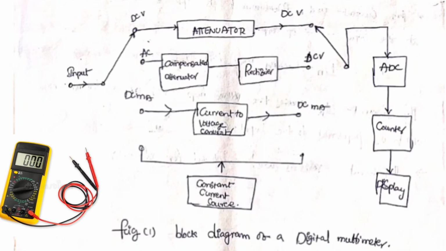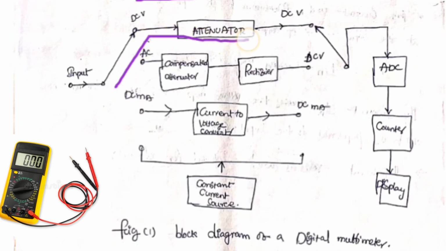For measurement of AC voltage, the input voltage is converted into DC voltage by using a rectifier inside the multimeter. A compensated attenuator is employed. Many manufacturers provide an attenuator for AC and DC measurements. Attenuator means it opposes the sudden change of voltage, sudden change of resistance, like that. A compensated attenuator is employed. For this, in many manufacturers' designs, the DC voltage is fed to the attenuator first.